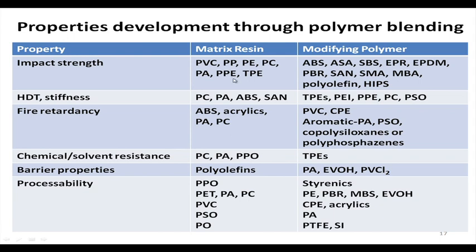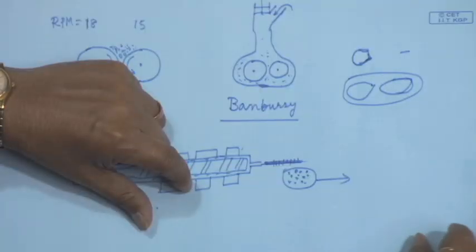Polystyrene is a brittle polymer. To improve the impact properties of polystyrene, we can make a blend of polystyrene with a little bit of polybutadiene.